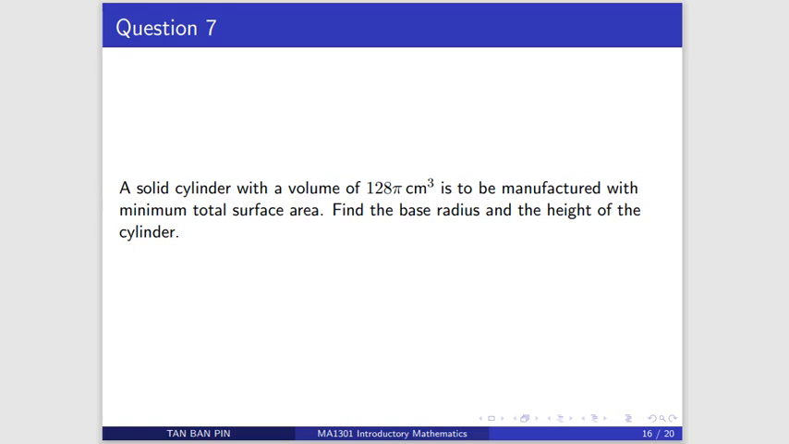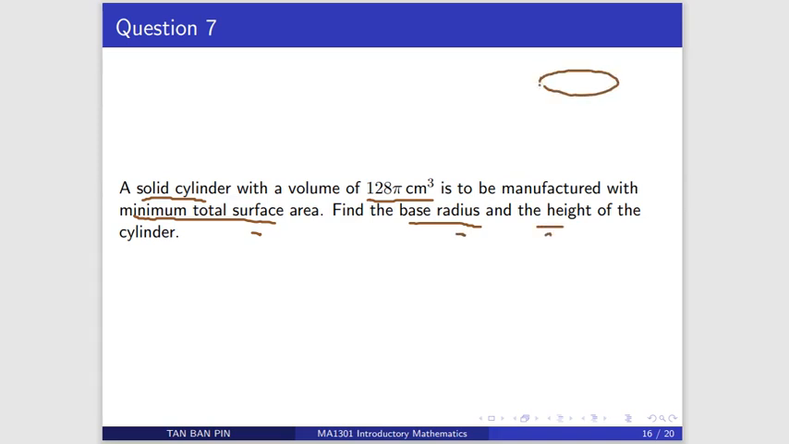In question 7, you have a solid cylinder. The volume is 128π cm³. It is to be manufactured with minimum total surface area, and you are supposed to find the base radius and the height of the cylinder.